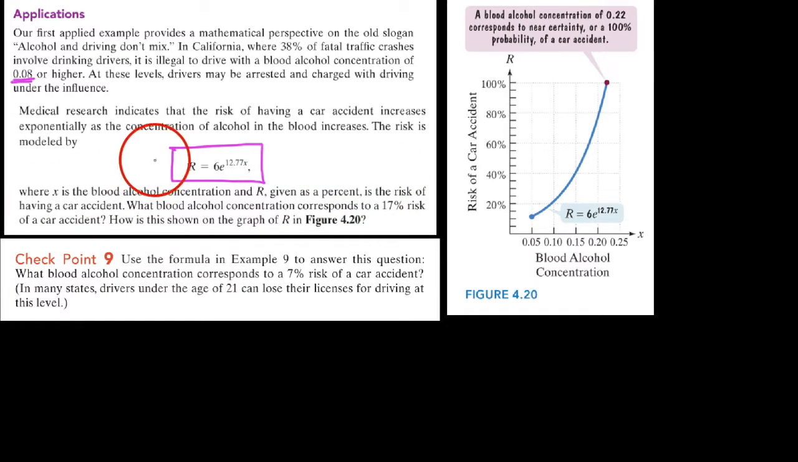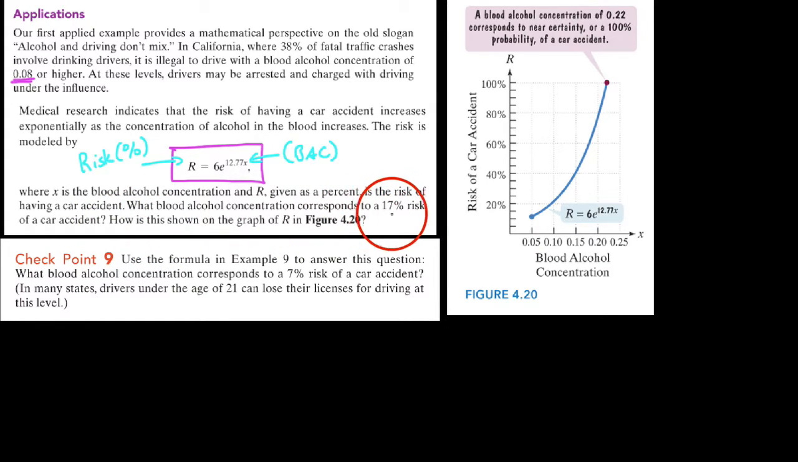With any model, I always like to label these things. Our risk is given as a percentage, and that's if we know our blood alcohol concentration in your blood. Looking at our graph, you can see that as the blood alcohol concentration goes up from 0.05 to 0.25, yikes, the risk factor climbs really sharply. So the question we want to answer is: what blood alcohol concentration corresponds to a 17% risk of a car accident, and how is it shown on the graph?